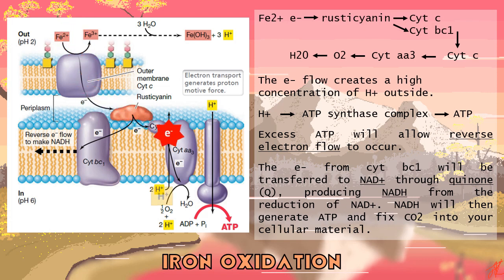Excess ATP will allow reverse electron flow to occur. The electron from cytochrome bc1 will be transferred to NAD+ through quinone, producing NADH from the reaction of NAD+. NADH will then generate ATP and fix carbon dioxide into your cellular material.